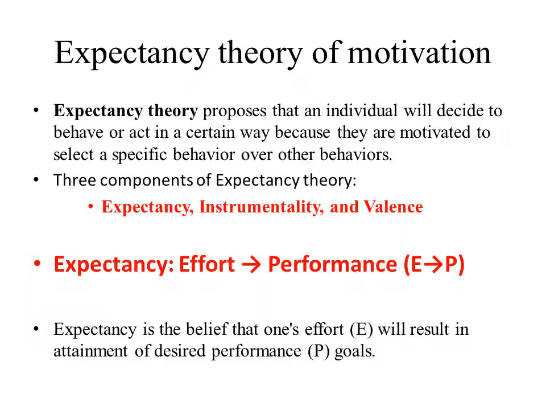The three elements are important in choosing one option over another because they are clearly defined. That is, the effort towards the performance expectancy, performance outcomes towards the expectancy, and so on. So the first is expectancy. What is expectancy? Expectancy is the belief that one's effort will result in attainment of the desired performance goals. That is, the efforts are converted into performance. If the efforts are better, obviously it will give a good performance.